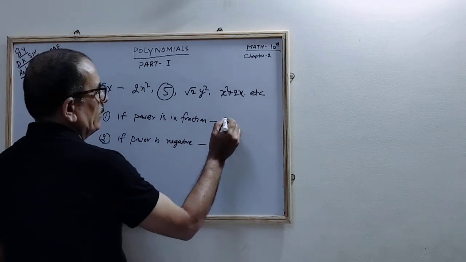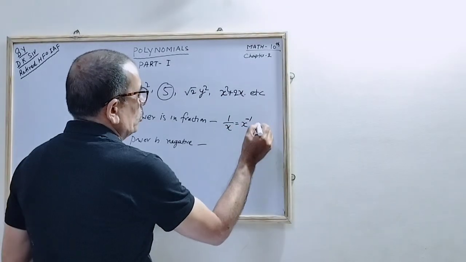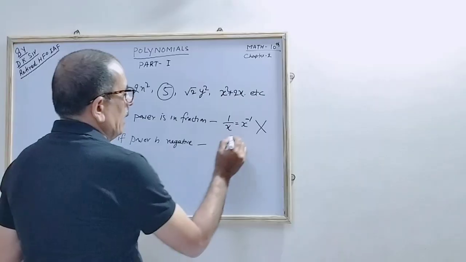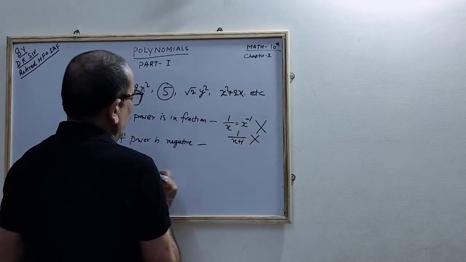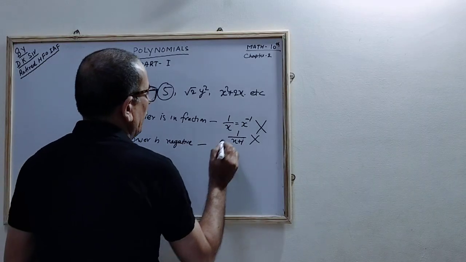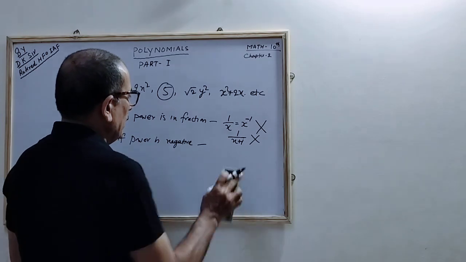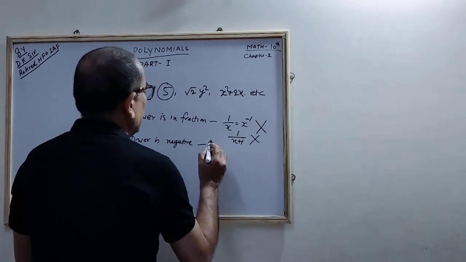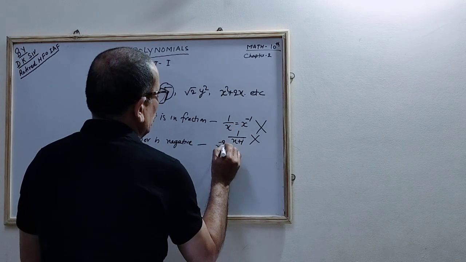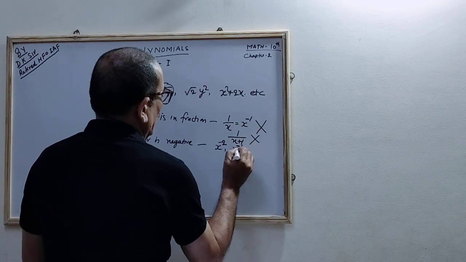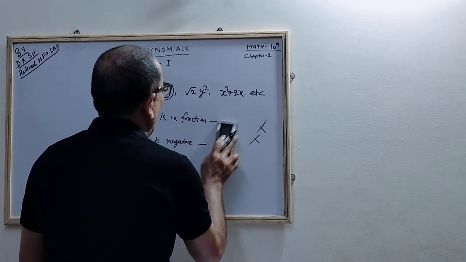Example I'll give you. Suppose somebody says 1 by x, it means its power is minus 1, so it is not a polynomial, correct? If somebody says 1 by x plus 1, it is not a polynomial. If somebody says the power is in fraction, or the power is negative, like x to the power minus 2, x to the power minus 1, correct? These are all examples which are not polynomials.